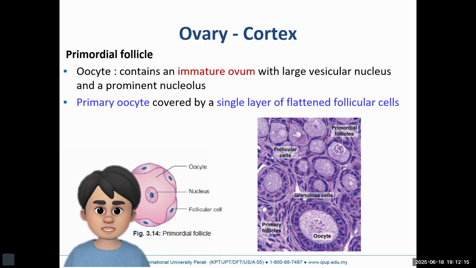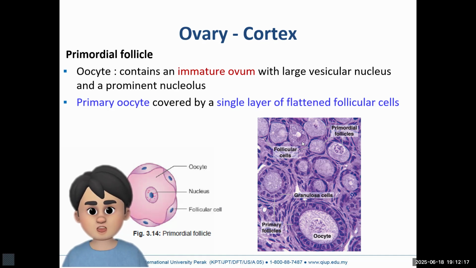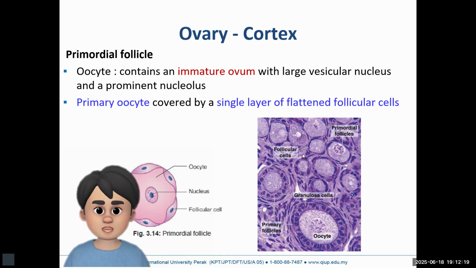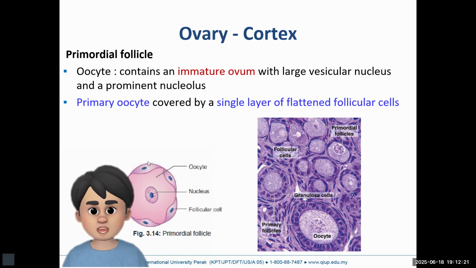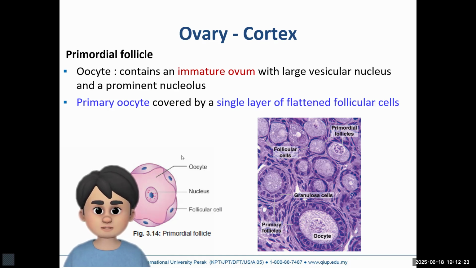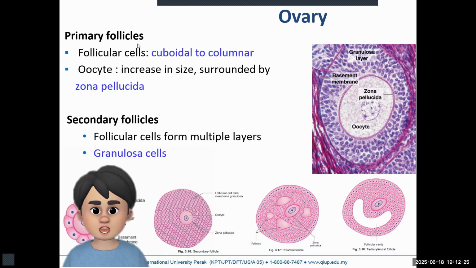This diagram is a real, colored diagram. This is the drawing, right? So this one, primary follicle. You know I said the cuboidal is like a cube, right? The oocyte increases in size, surrounded by zona pellucida.